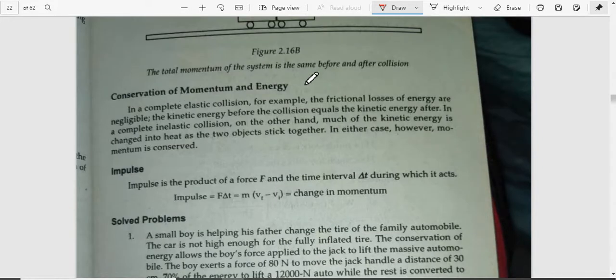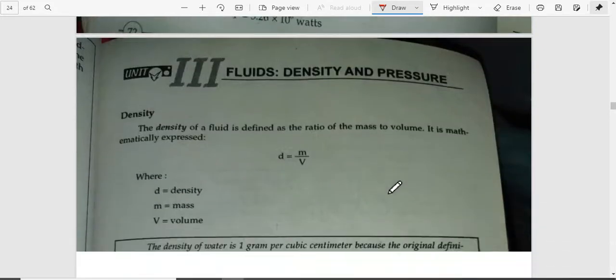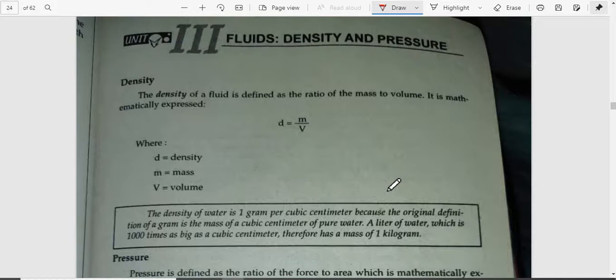Conservation of momentum and energy. That is what we discussed. Next is your impulse, the change in your force and time. So, let's proceed to density and pressure.